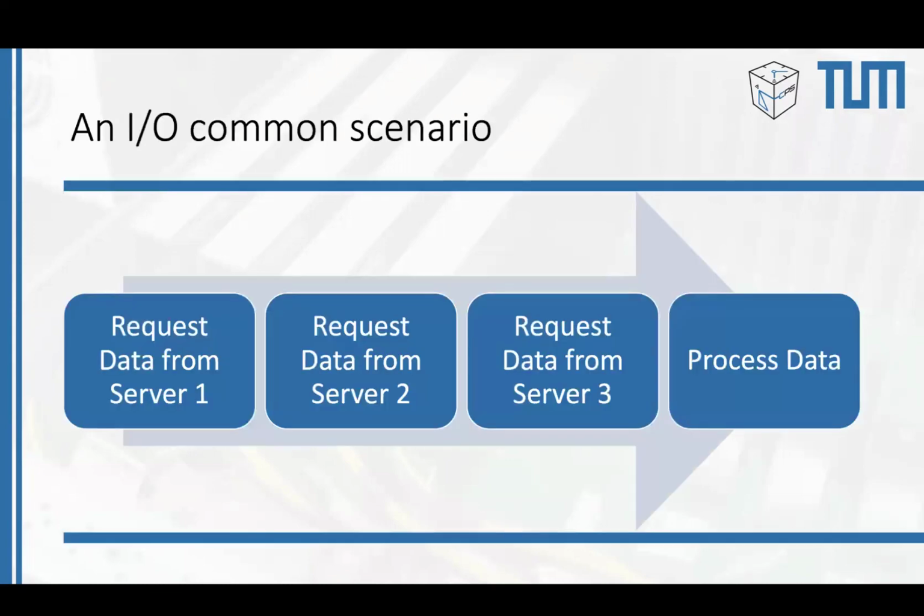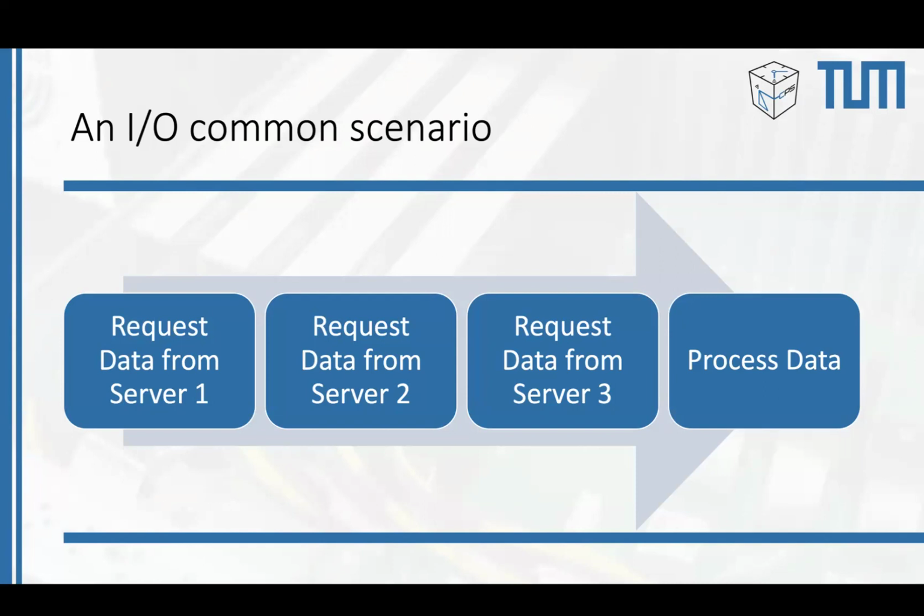So, a common scenario, for example, if you have a cyber-physical system: you have 3 sensors. This sensor has a bit of lag. Then you read the data from the first sensor, then from the second sensor, then from the third sensor. Then you process the data. This is not optimal, right?